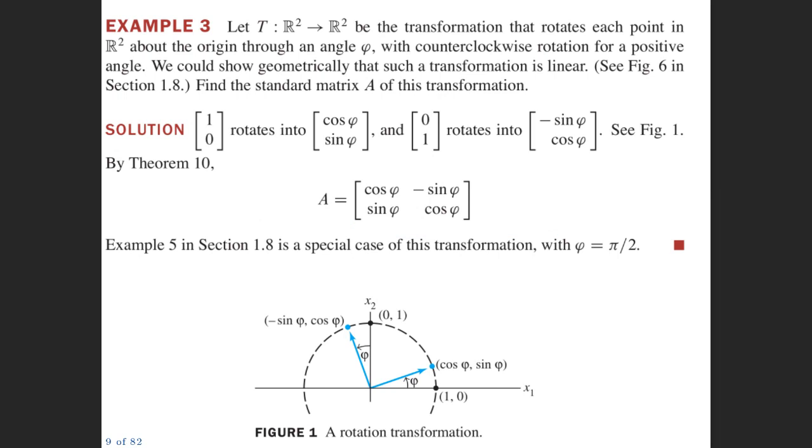Let T from R2 to R2 be the transformation which rotates each point anti-clockwise about the origin by an angle of phi. So looking at the picture at the bottom, the vector (1, 0), we rotate this anti-clockwise by an angle of phi, and we get to the point (cos phi, sin phi). Or if we started with the vector (0, 1), we rotate this anti-clockwise and we get to the new vector (minus sin phi, cos phi).